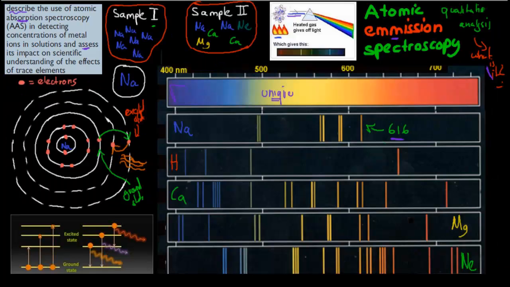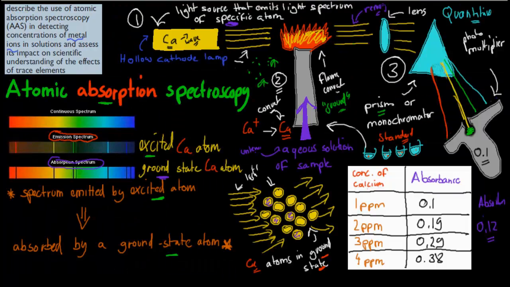The first technique, atomic emission spectroscopy, we found out what is inside, what actual atoms are inside. But with the atomic absorption spectroscopy, we can find out how much of it is inside using this procedure I just mentioned. Right?